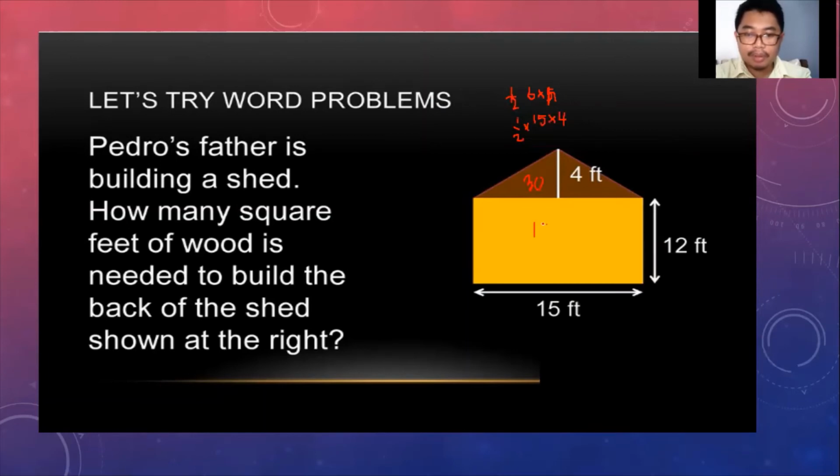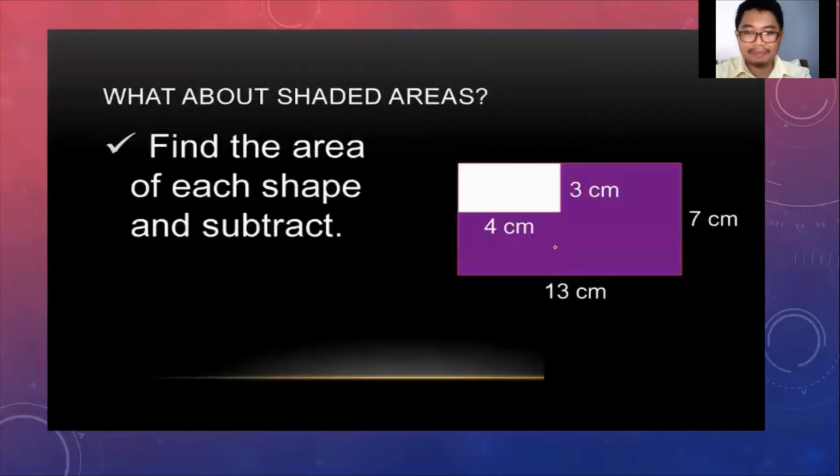15 times 12, this one is 180. So 30 plus 180, we got 210 feet squared. So the area of the shed that Pedro's father is building is 210 feet squared.